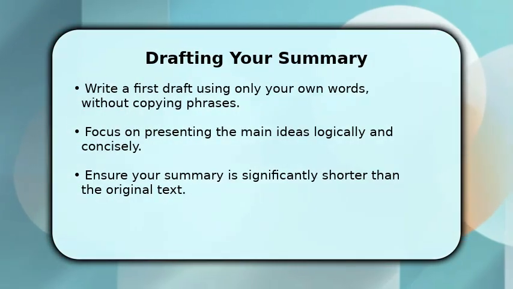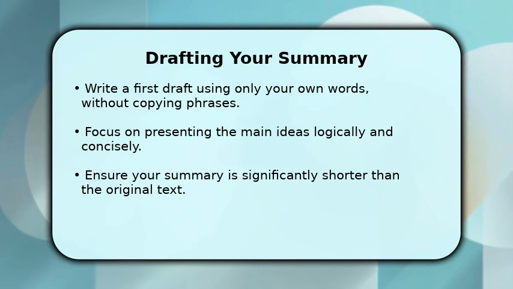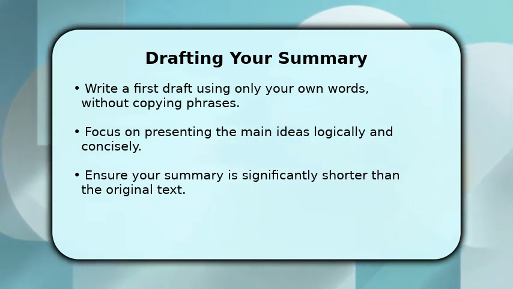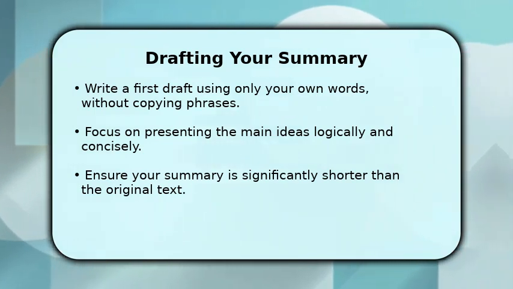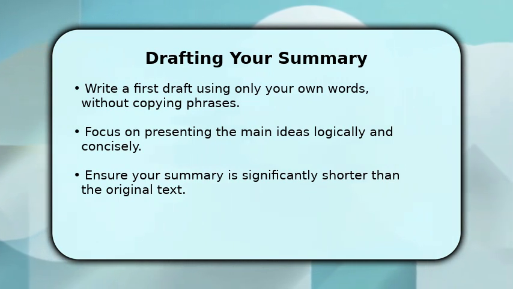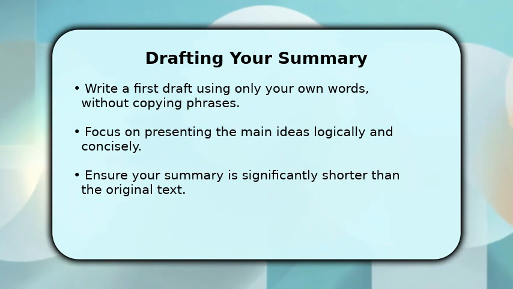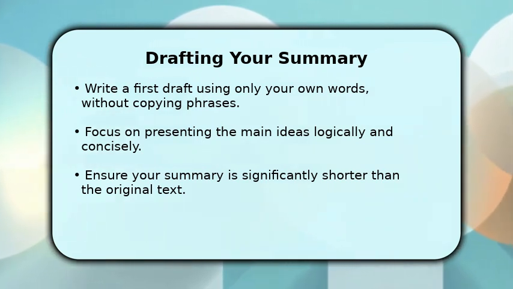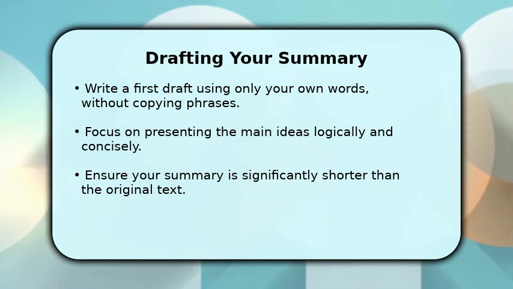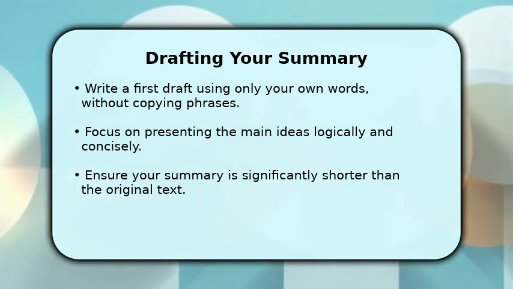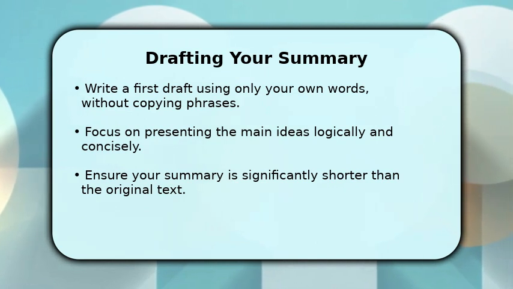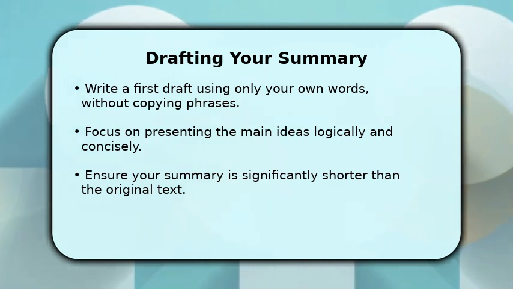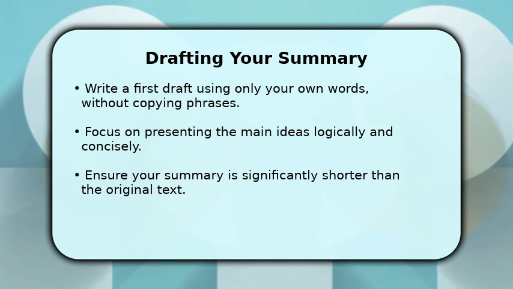Now, it is time to draft your summary. Begin by writing a first draft using only your own words. Avoid copying any phrases directly from the original text. Focus on presenting the main ideas logically and concisely, ensuring a smooth flow between sentences. A good summary is typically about 1/4 to 1/3 the length of the original passage. Remember to include all essential information, but omit minor details, examples, and your personal opinions.